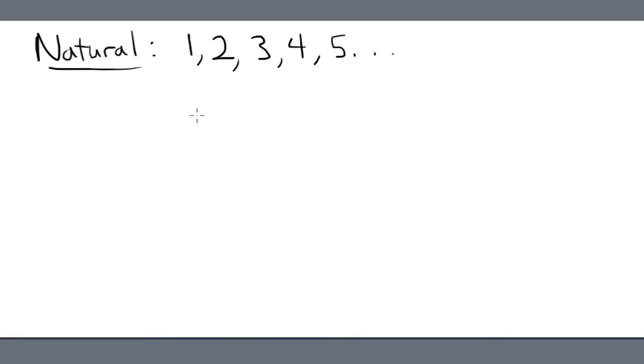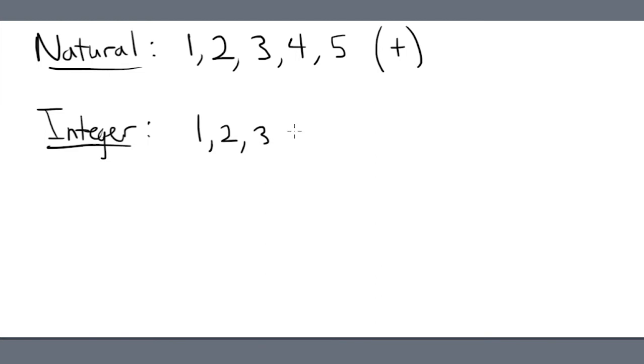Is a negative number natural? Not really, right? A negative is pretty abstract. It's like you can't count negative apples at the Apple store. So natural numbers are positive, and they're whole numbers. They're positive whole numbers. Integers are whole numbers, but they can be negative as well. So 1, 2, 3, and onward, but also -1, -2, -3, and onward.